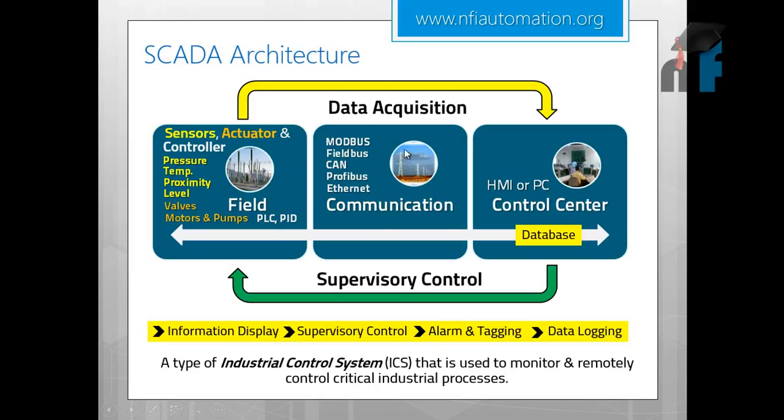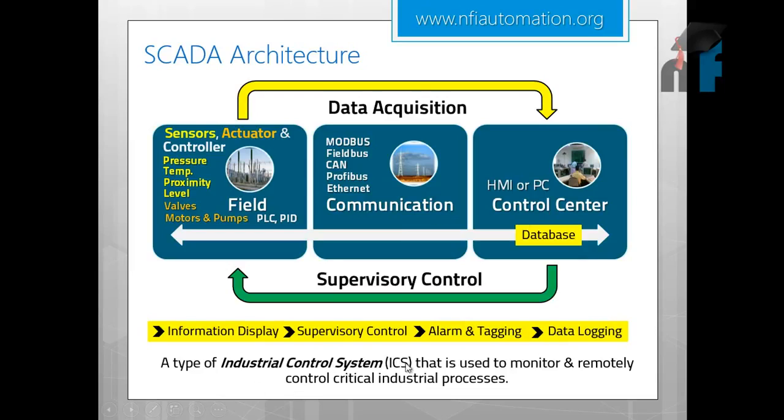Then the communication could be Modbus, Fieldbus, CAN, Profibus, and Ethernet, by which these field devices can interact with the control center. In the control center you may find HMIs or PCs. So these HMIs or PCs are controlling these field devices via the communication network and also acquiring the data. So this is the whole loop of SCADA. The data can be acquired, the information can be displayed, and supervisory control is there. You can also add some alarms and tagging, and data logging can be done.